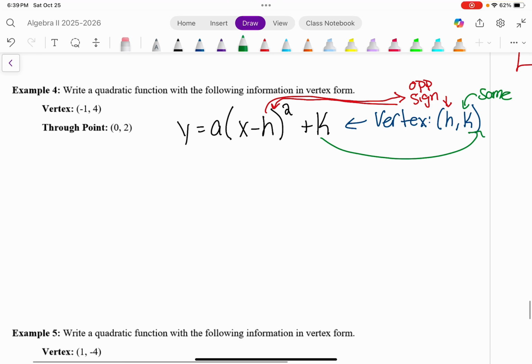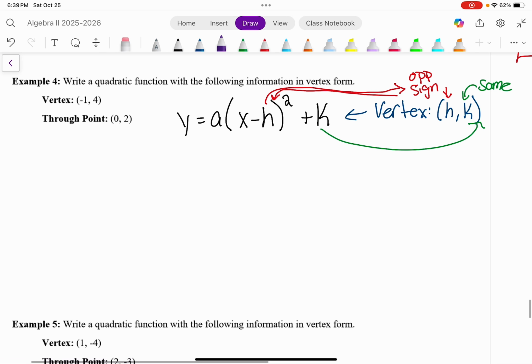All right. So if we look at the information they give us, our vertex is at -1, 4. So our h is -1 and our k is a +4. So we can write those into our equation where h is the opposite. Because it's a minus, we'll put +1 in our equation. Don't forget the squared. That's important. If there's no squared, it's not a quadratic. And then k was +4, so we'll put +4.